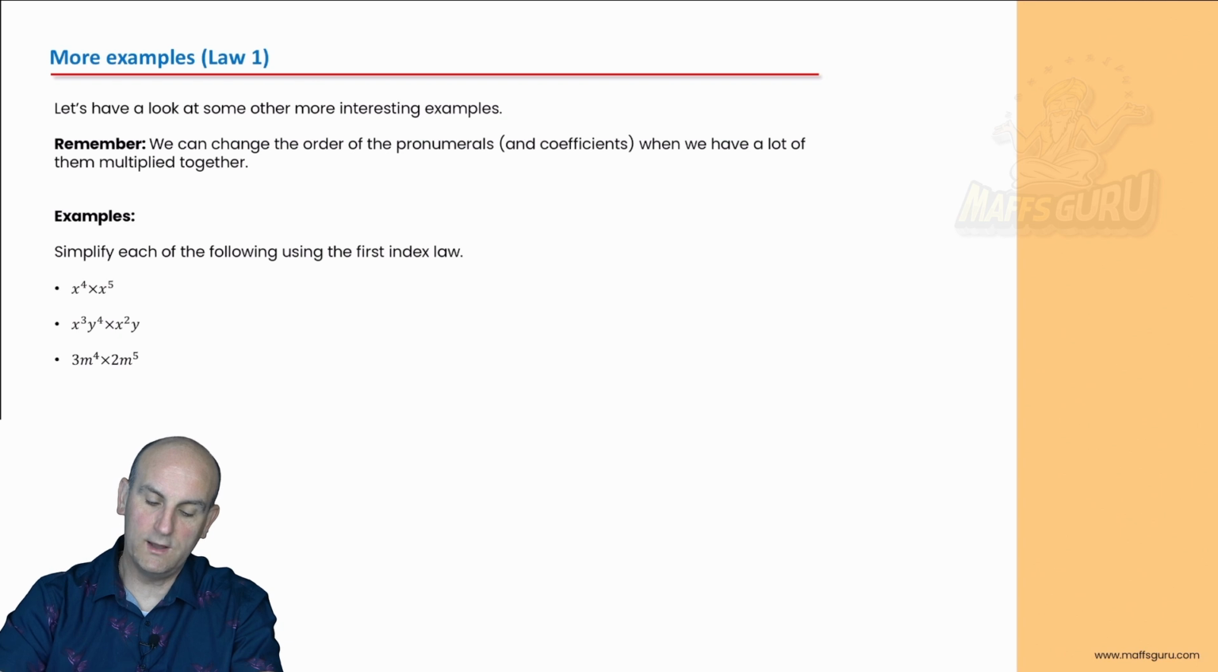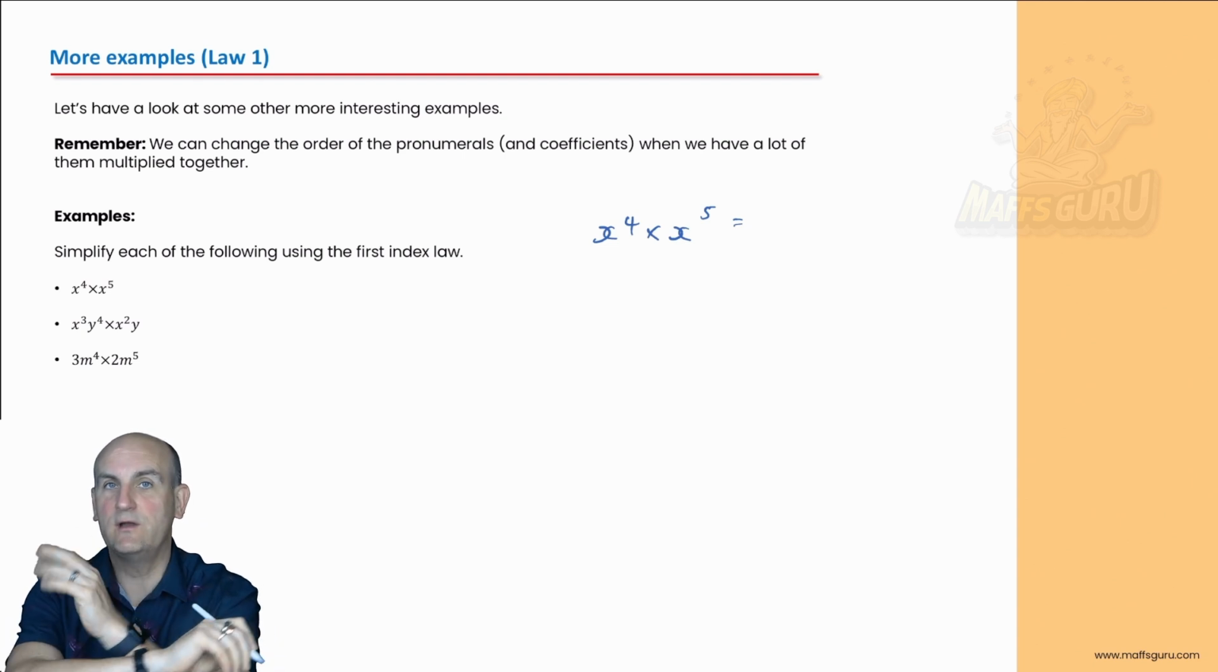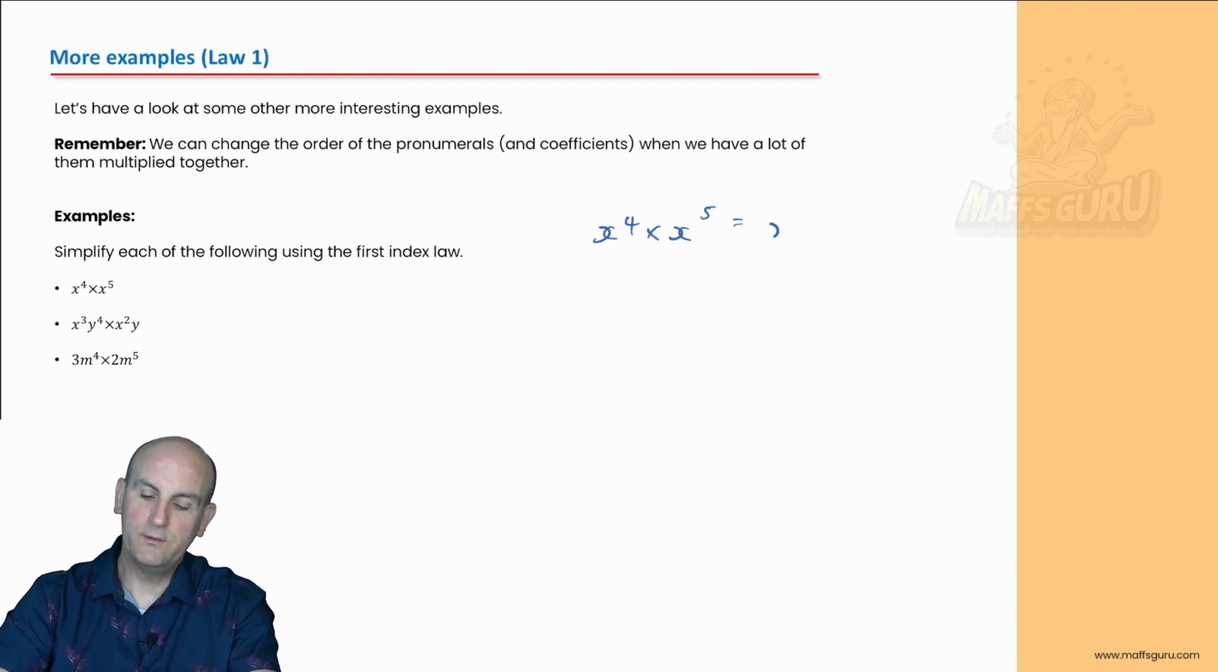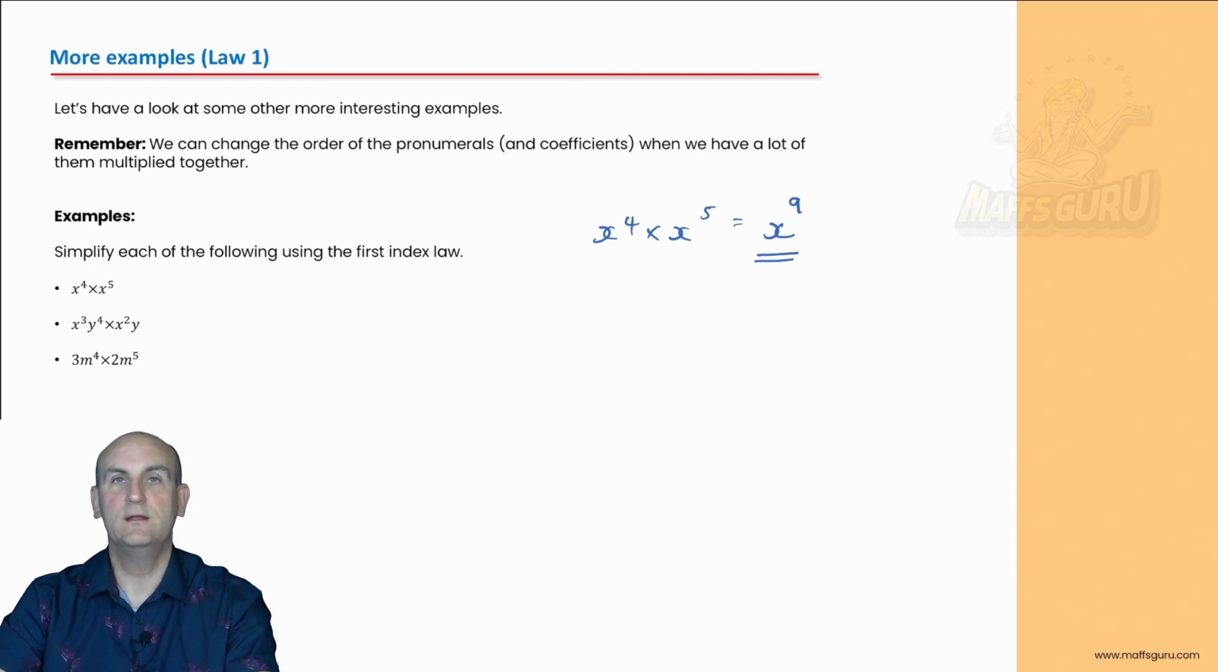All right, so this is law 1. So what do we have? x to the power of 4 times x to the power of 5. Now we're timesing in this situation, so times, we're going to add them. So the bases are the same, add those together, gives me x to the power of 9. Tick, thank you very much. Can you beat me to the next one?